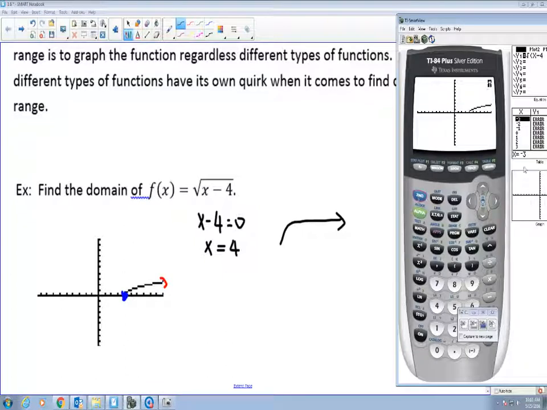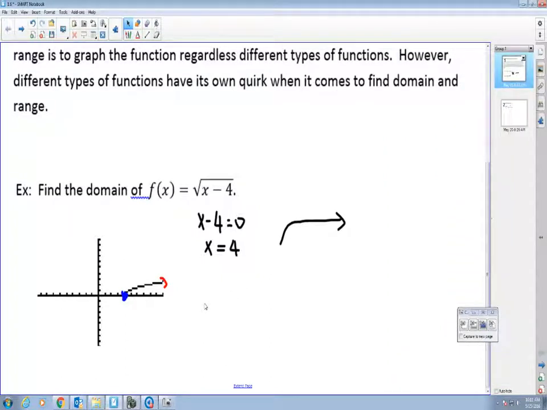So if we go to the table, everything before positive 4 for x is an error. The function does not exist there. As x keeps on going to the right, that means x keeps getting bigger and bigger, and my y value is also getting bigger and bigger. So as the x value goes to the right, the y value goes upward. So my domain for this function has got to be from 4, using a bracket, going to the right to infinity.